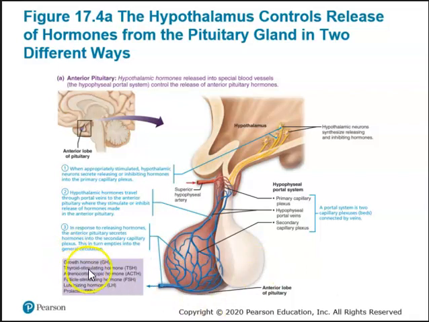We can see the abbreviations for the different hormones. So GH stands for growth hormone, TSH, thyroid stimulating hormone, ACTH, adrenocorticotropic hormone, follicle stimulating hormone is FSH, luteinizing hormone is LH, and then prolactin is PRL.